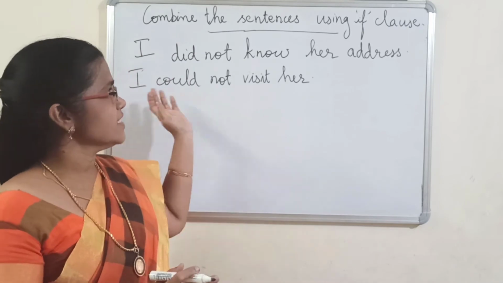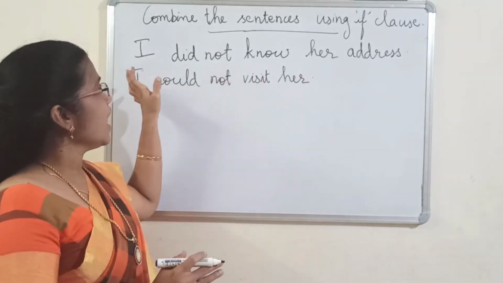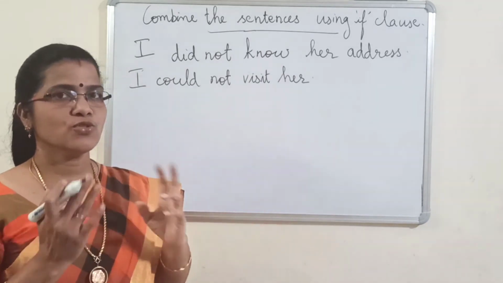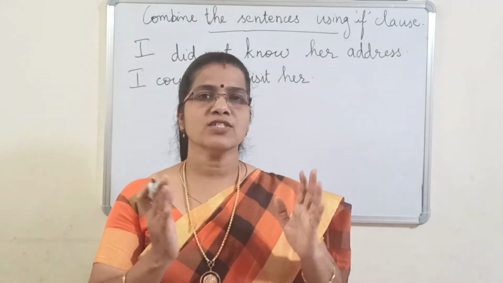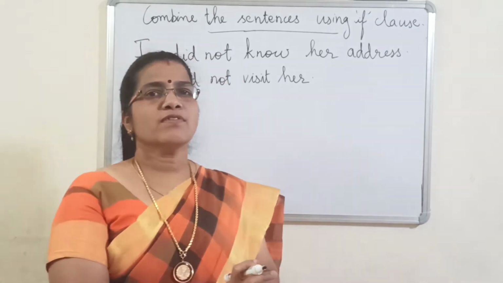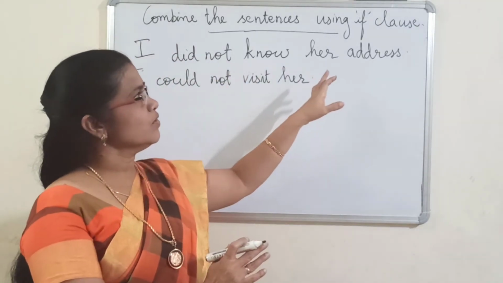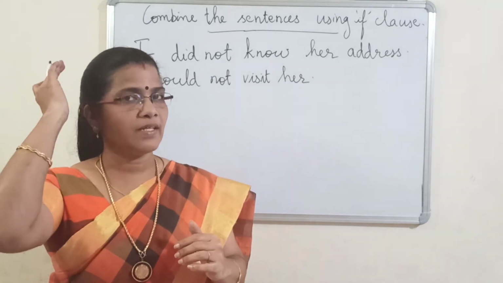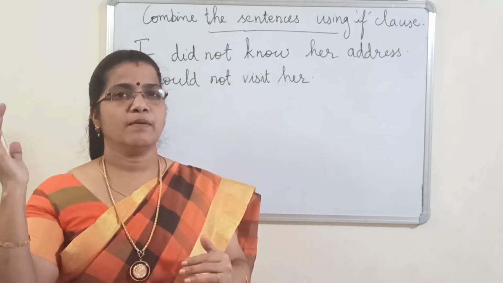So look at the sentence that I have got for you here. I did not know her address. I could not visit her. There are 2 sentences and you are asked to combine them using if clause, right? So remember here, I did not know her address. Did not know, that is simple past tense, something that happened or did not happen in the past.